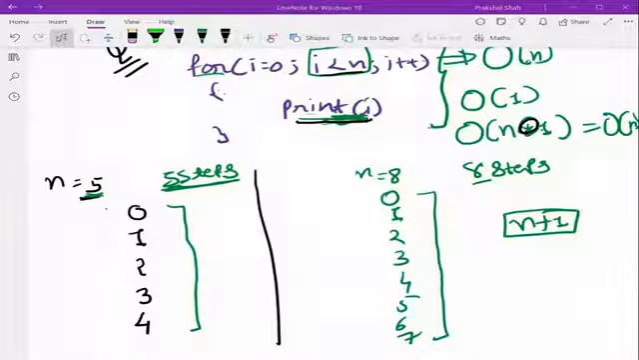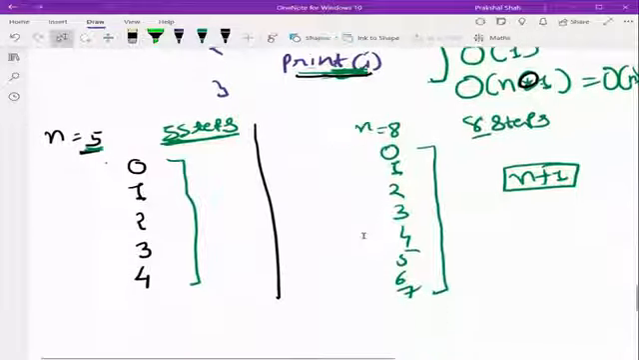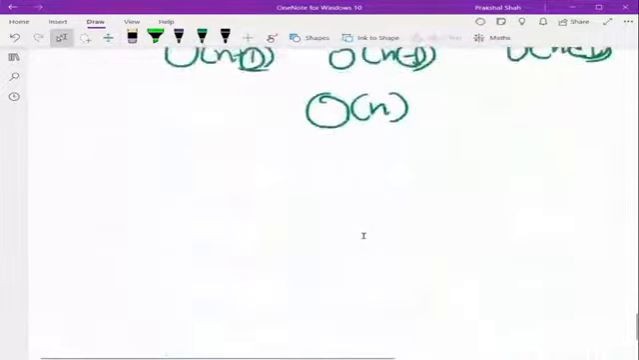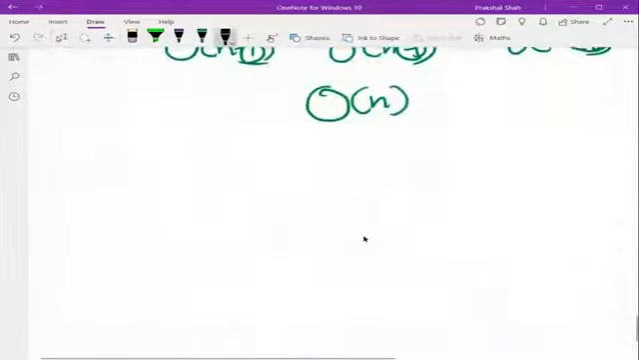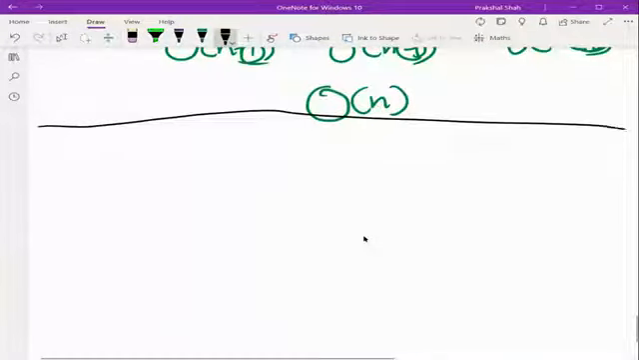Order of n into n will be order of n square. Yes, we'll look into it. Don't worry. Okay, since this is clear to you, I'll give you some more examples of this. It will be fun to do. Let's say, let me think about it.